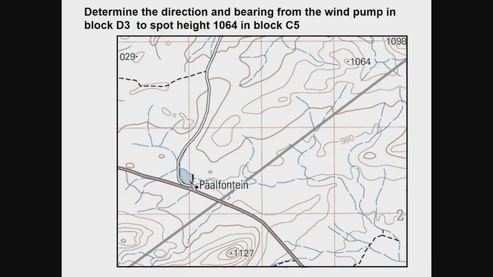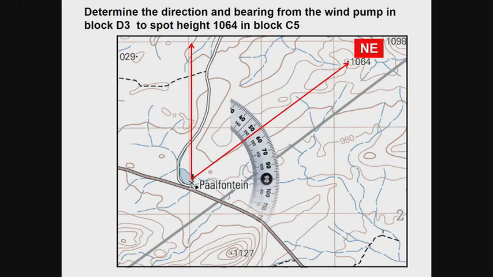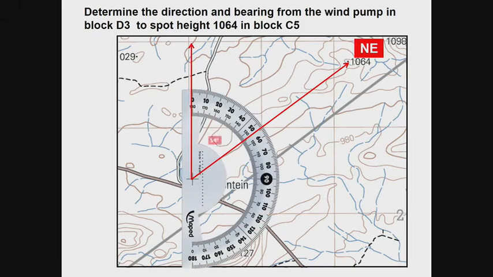Another example, the wind pump in block D3 and the spot height in block C5. There's the wind pump. We've joined the two. North line from the wind pump. Measure the angle. 54 degrees. And 54 degrees is between east and northeast. In fact, it's very, very close to northeast. So it is somewhere between northeast and east-northeast.